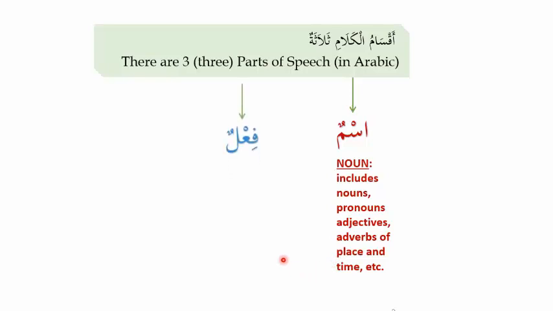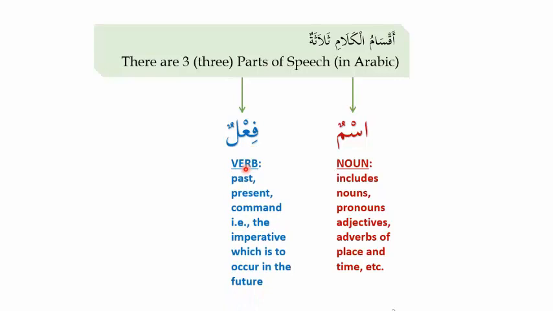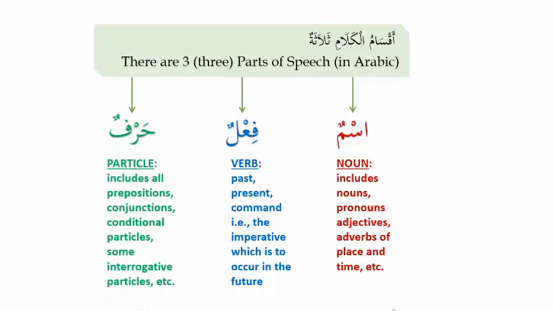Okay. The second category is fi'lun, which is all forms of verbs, the past tense, the present tense, and included in this is the future tense and the command form, that is the imperative, which is to occur in the future anyhow. And the third category is harfun, which is particle. It includes all prepositions, conjunctions, conditional particles, some interrogative particles, etc.